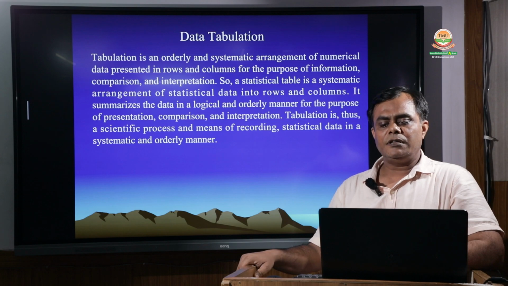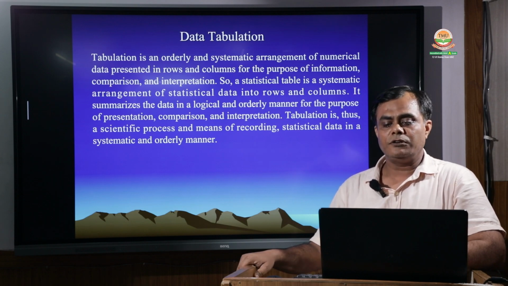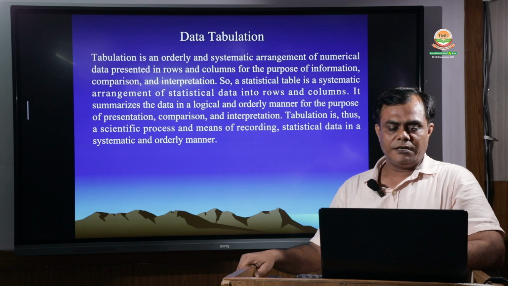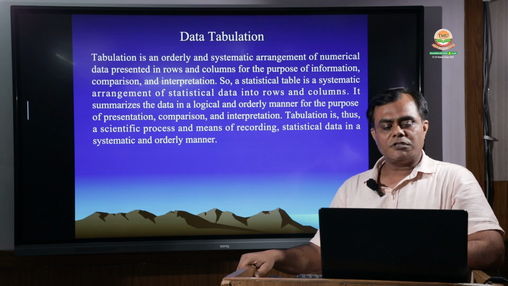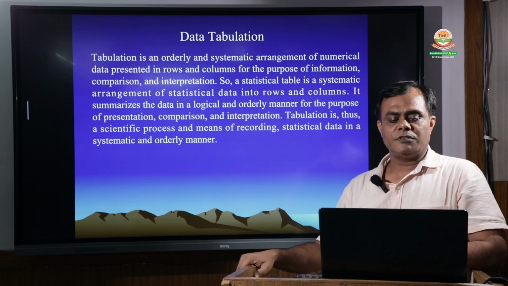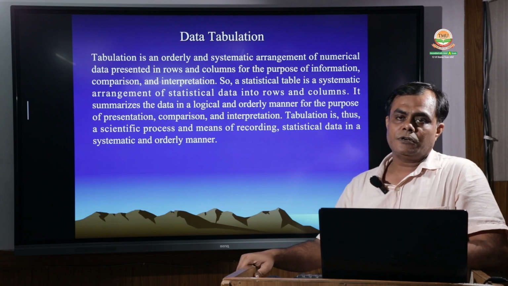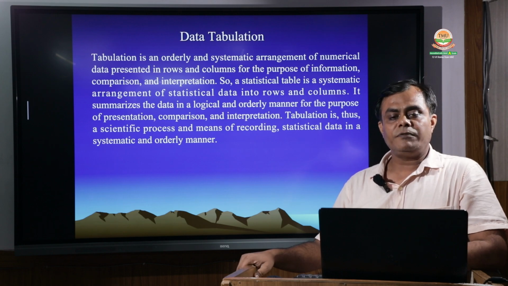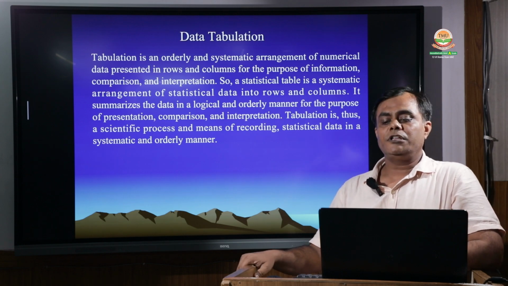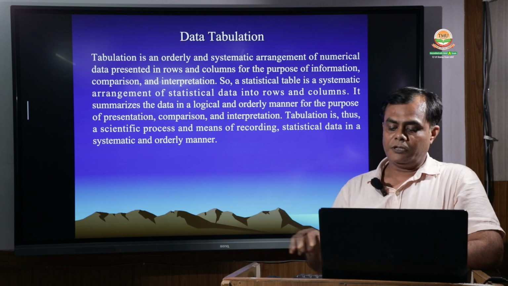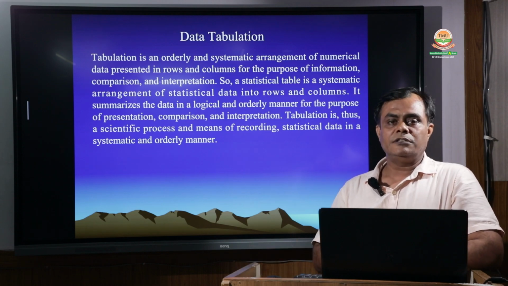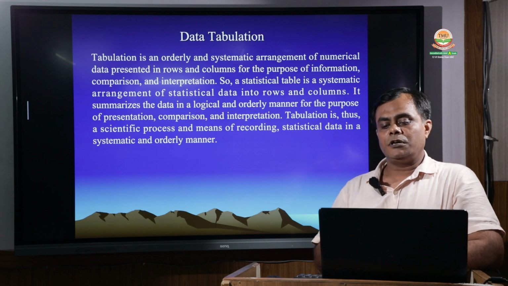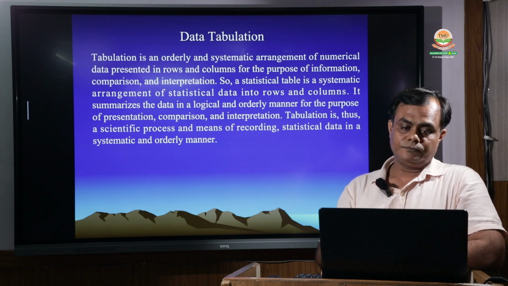So a statistical table is a systematic arrangement of statistical data into rows and columns, and it summarizes the data in a logical and ordered manner for the purpose of presentation, comparison and interpretation. So these are the three points: for the purpose of presentation, comparison, or interpretation. Tabulation is thus a scientific process and means recording statistical data in a systematic and orderly manner. So simply, tabulation is a scientific method for arranging the data in a systematic and orderly manner.